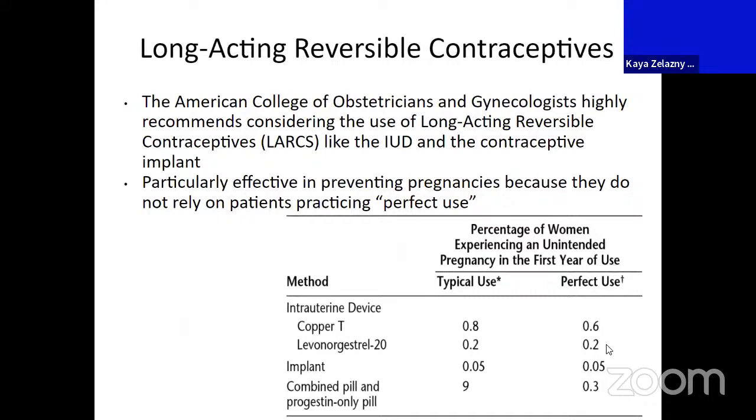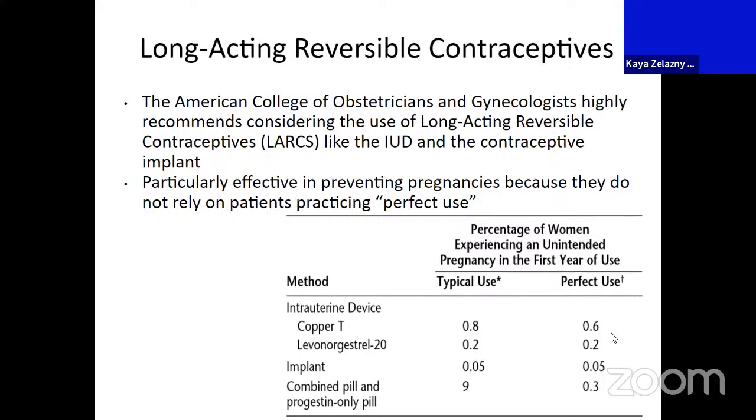So the current recommendation for doctors and patients is that the American College of Obstetricians and Gynecologists highly recommends people suggest the use of long-acting reversible contraceptives, by which they really mean intrauterine devices, the IUDs, and the contraceptive implant in the arm for contraceptive purposes. This is because they are particularly effective at preventing pregnancies, particularly because they don't rely on patients being absolutely perfect about using them at exactly the right time.